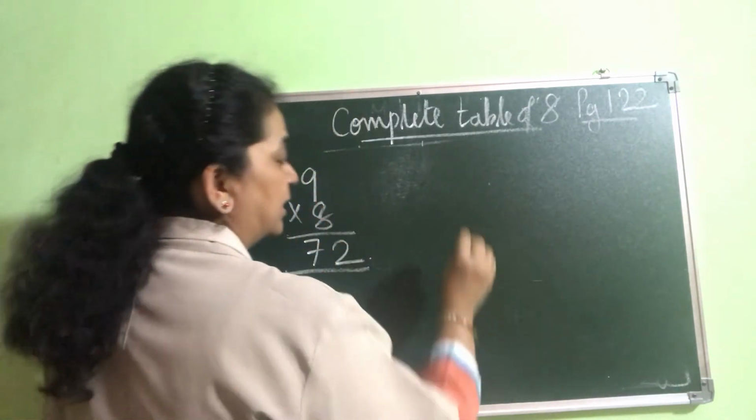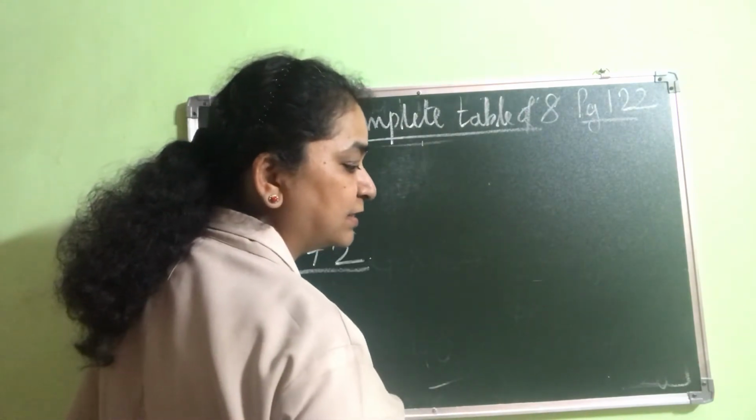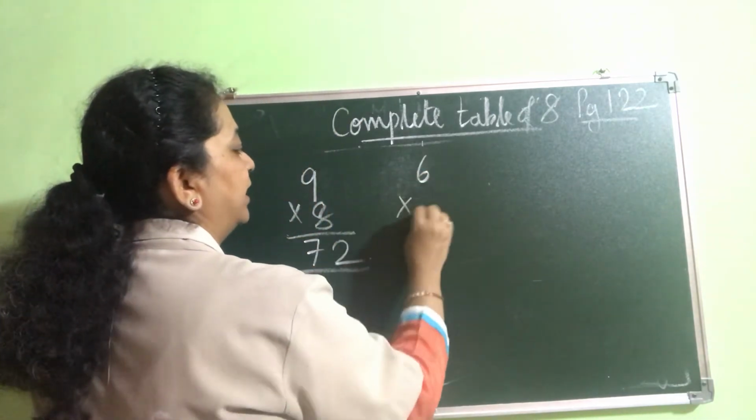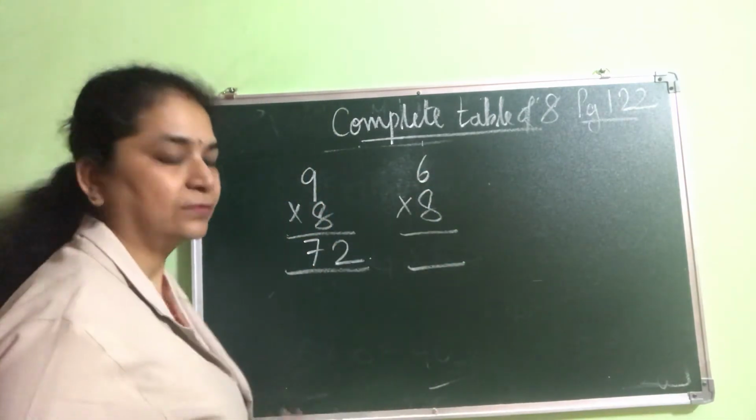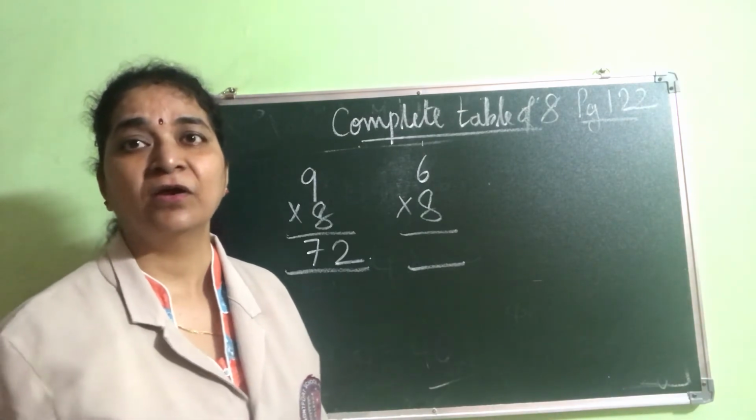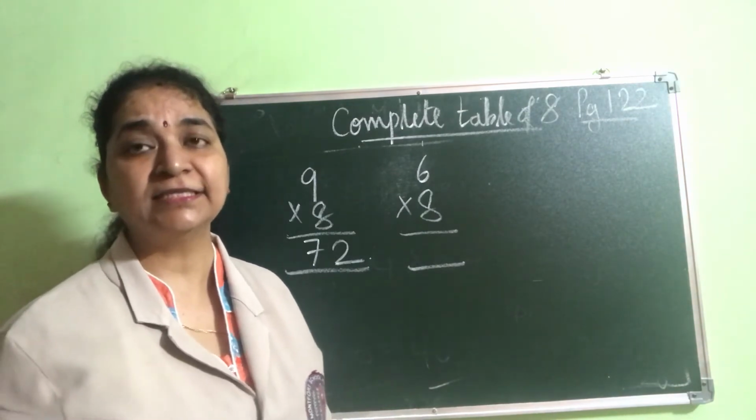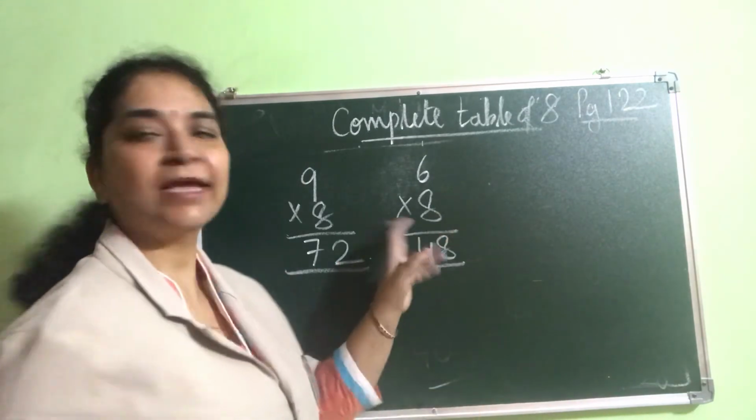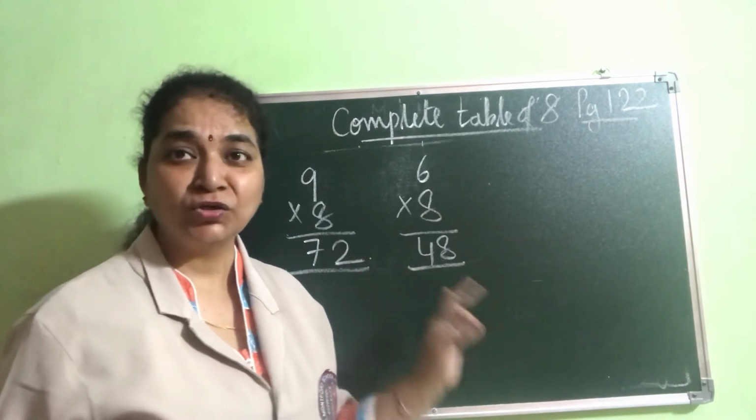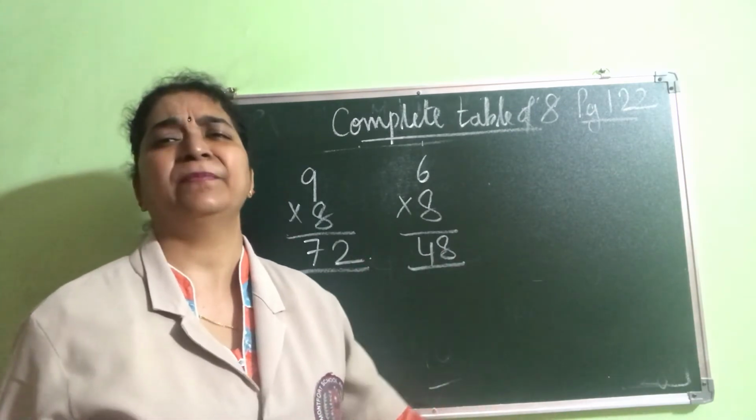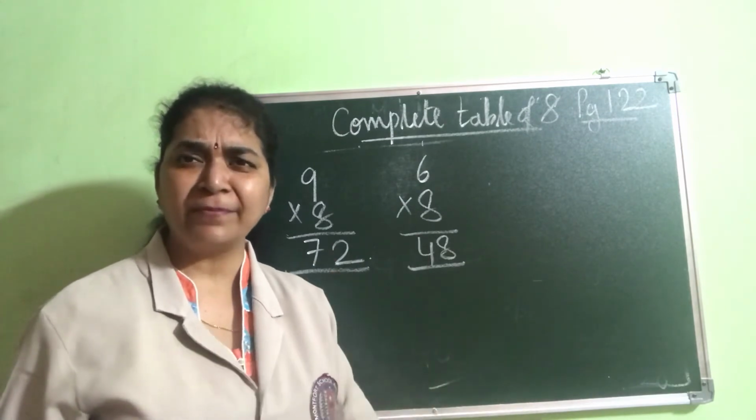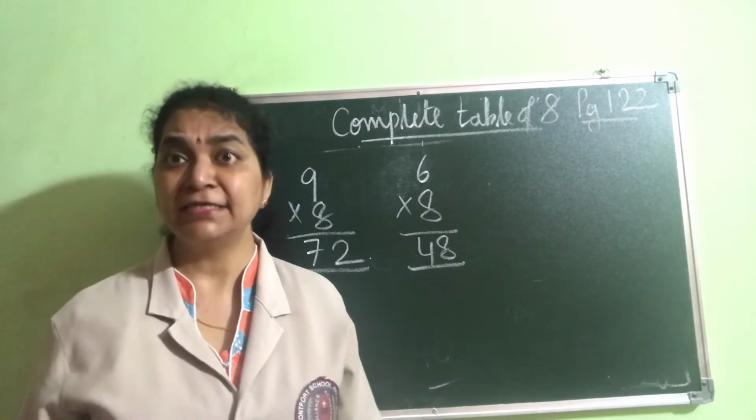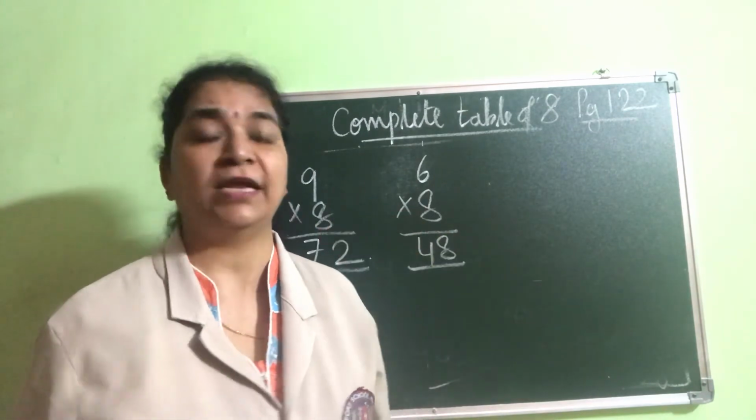The next is what? 6 8s or 8 6s. What is the answer? 8 6s is 48. See children, if you know the tables, you will be able to do it very fast. You should learn the tables. Nothing in multiplication, only tables. Learn tables 2 to 10, you will be able to get full marks in multiplication. So please learn tables. It will be helpful throughout your life.